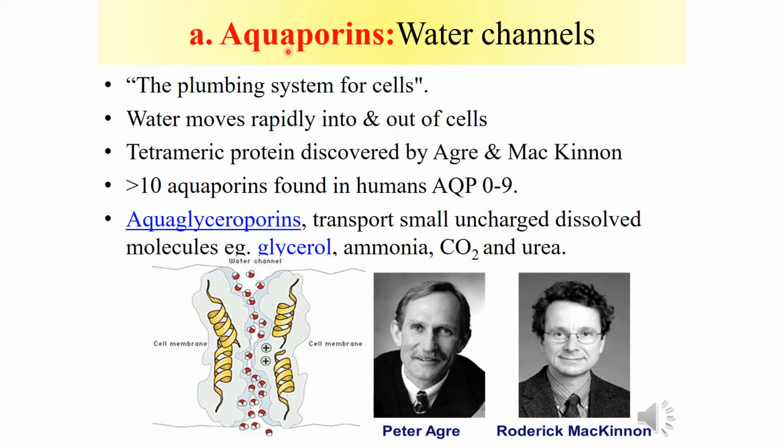Now the example is of aquaporin, which are known as the water channels. They are known as the plumbing system of the cells. Water moves rapidly in and out of the cells. These water channels are tetrameric proteins that were discovered by Peter Agre and Roderick McKinnon. There are more than 10 aquaporins found in humans. They are numbered aquaporin 0 to 9 and further. Aquaglyceroporins transport small uncharged dissolved molecules such as glycerol, ammonia, carbon dioxide, and urea. This is the structure of aquaporin, which is also known as the water channel.